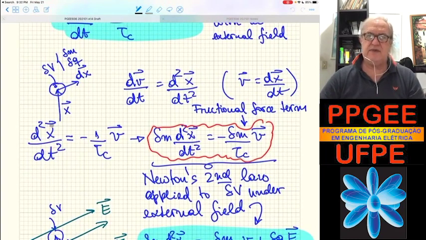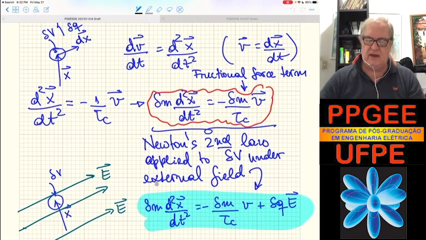So the equation that we just derived means that dv/dt, which is the acceleration, the second derivative of the position vector, equals minus 1 over tau c times v. If I multiply by the mass, I obtain Newton's law, right? Mass of the volume times acceleration is proportional to velocity and of opposite sign. That's Newton's second law applied to the delta V.